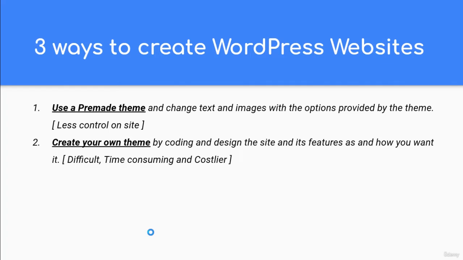The solution is you create your own theme by coding. By using HTML, CSS, and JavaScript, you can create the front end of a website just like you create a static website, and then use PHP skills and WordPress functions and classes to create a WordPress theme of your own so that you can meet your client's requirements.